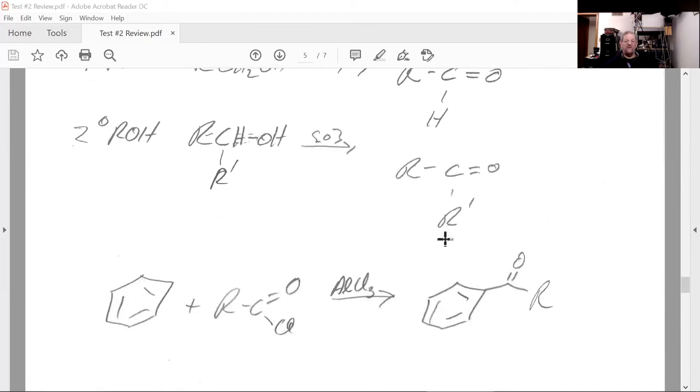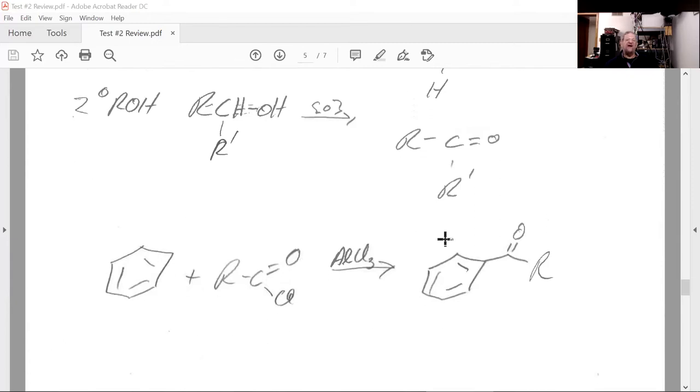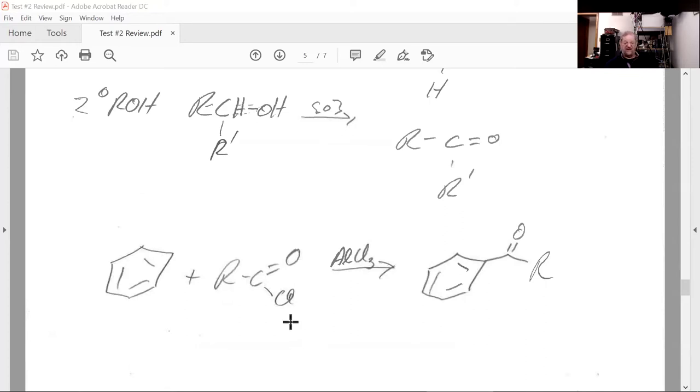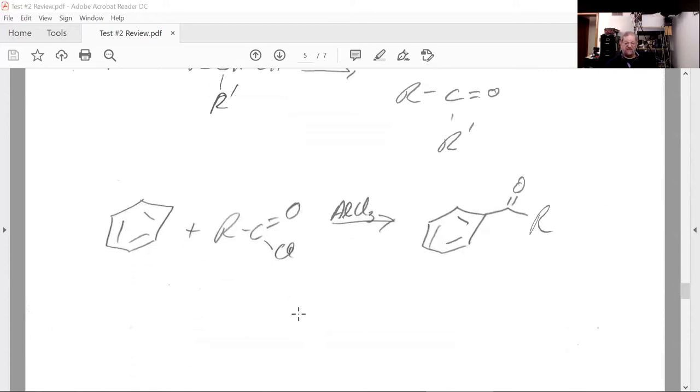Now, a really special, neat way of making a special type of ketone, an aromatic ketone, where one of the R groups is the benzene ring: take benzene, react it with an acid chloride, an R group and a chlorine attached to a carbonyl, use aluminum trihalide, then this R carbonyl, you lose the chlorine, is bonded to the carbon on the benzene ring, and you lose one of the hydrogens. So this is called Friedel-Crafts acylation, and you should know how to make an aromatic ketone. We did this in a problem set.